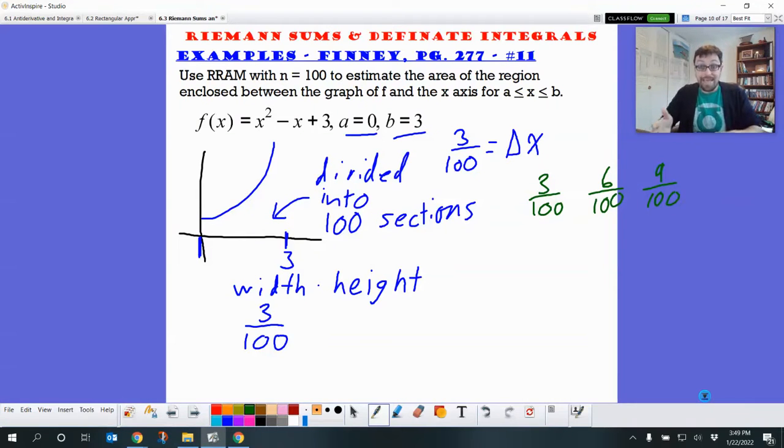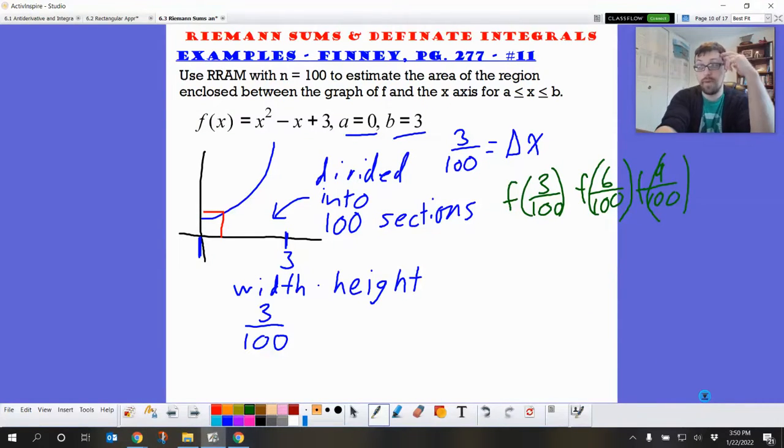Now, since we're doing a right-hand approximation, we do not want to have that first value. We want the right-hand side of our rectangle to be on the curve. So for our first height, it is not going to be 0. Our first one is going to be f of 3 over 100, and then f of 6 over 100, and then f of 9 over 100. So we're going to do that over and over and over again.